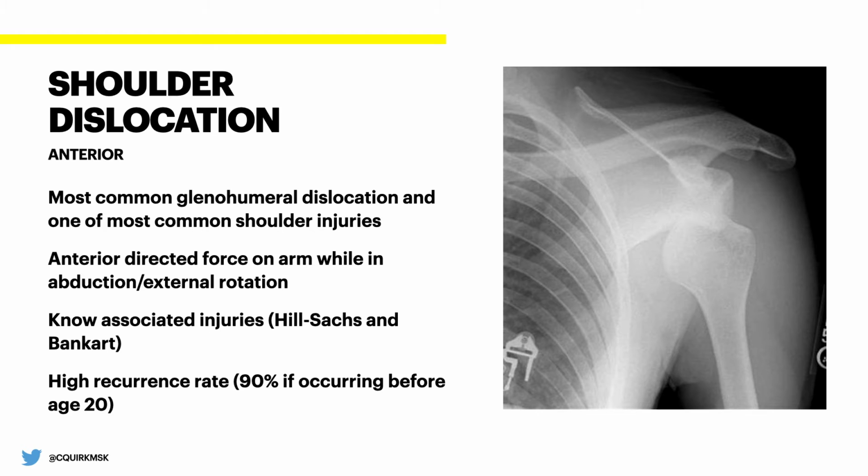And then the other thing to know, in younger patients, there's a very high recurrence rate, up to 90% in patients who have their first dislocation before the age of 20. This has to do with just having instability of the shoulder, which we can talk about in another PowerPoint.